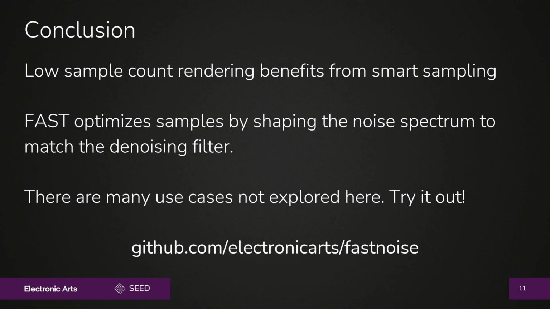So that wraps up my talk. So the conclusion is that we see that low sample count rendering really benefits from smart sampling. If you only have one ray to trace per pixel, then you better make sure you pick the right one. And FAST solves this problem, tells you how to choose your array, and it does so by shaping the spectrum of the noise of your final image to match the denoising filter that you're going to use on it.